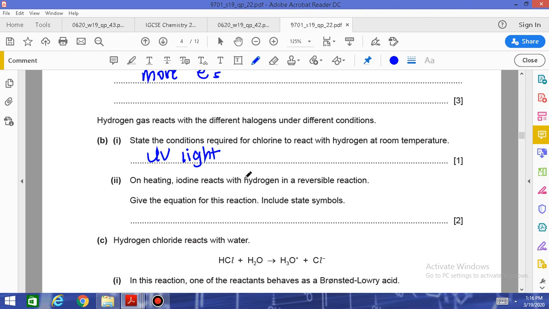On heating, iodine reacts with hydrogen in a reversible reaction. Give the equation for this reaction including state symbols. Iodine reacts with hydrogen in a reversible reaction, so you have to use double arrows. The product is hydrogen iodide, HI. It's not balanced yet. 2HI. With the state symbols, all of them are gases.